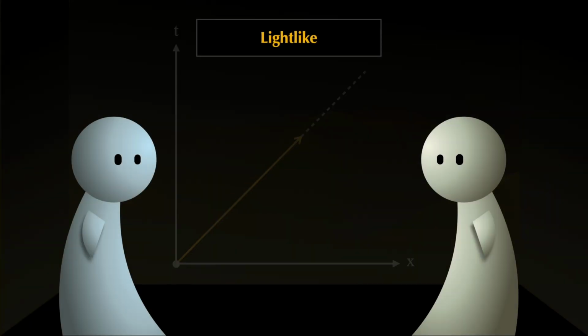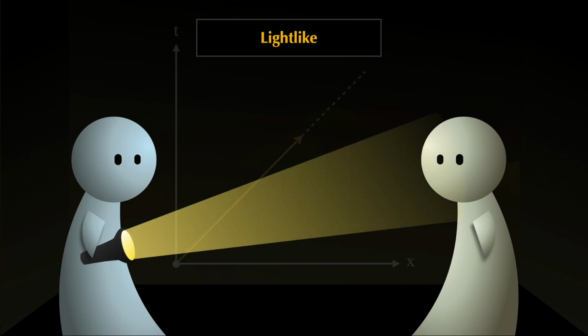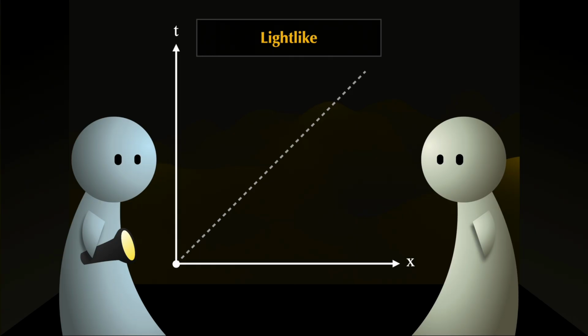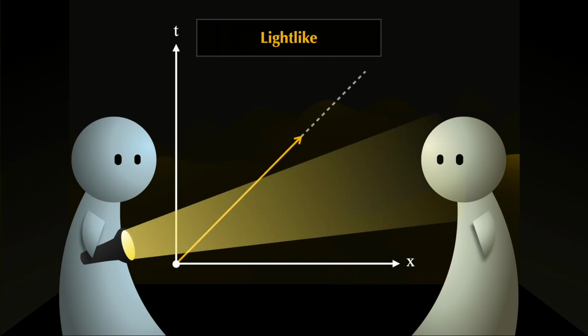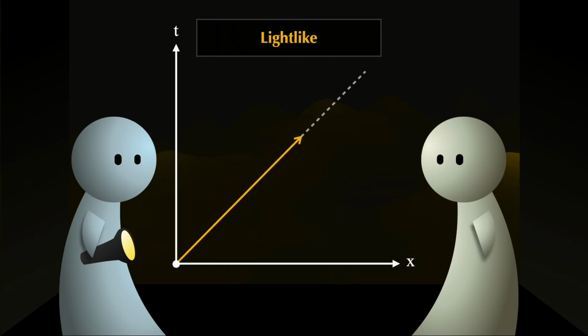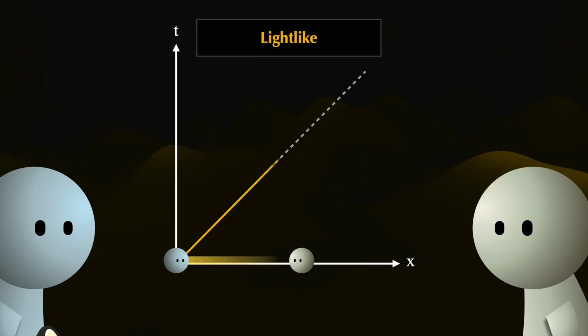Say there are two observers out in space, completely unaware of each other. One wants to send the other one a signal. The fastest possible way to do so is by sending a light signal. Here is a graphical representation. Trace the signal's path and you get a light line connecting the events.